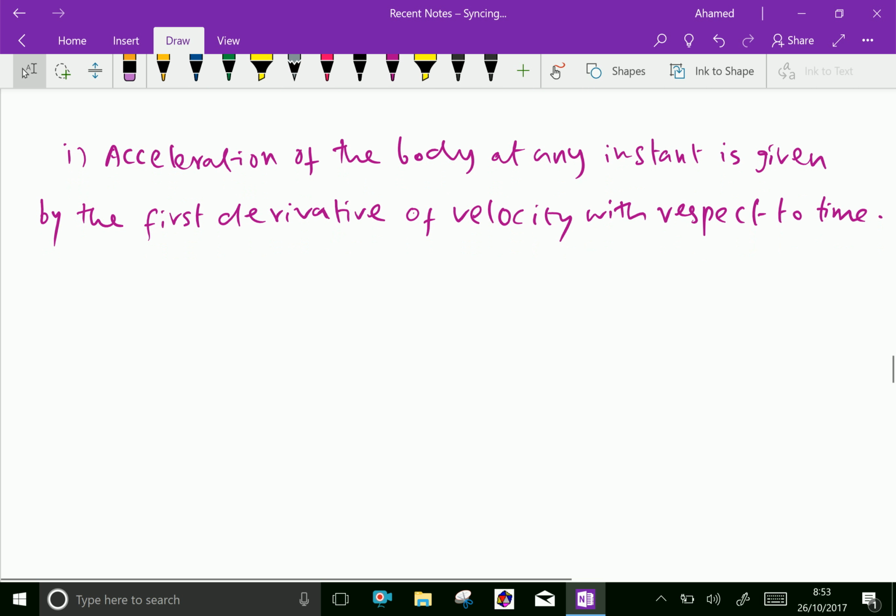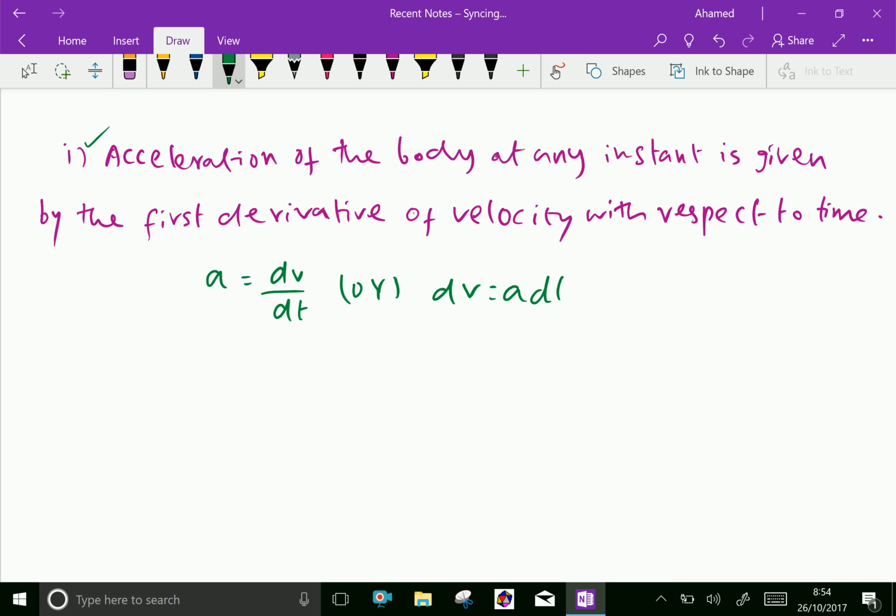First one, acceleration of the body at any instant is given by the first derivative of velocity with respect to time. We know that acceleration at any time is dv by dt, or by cross multiplying, dv equal a dt.